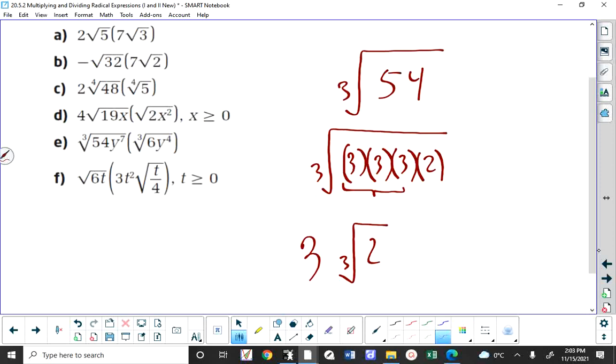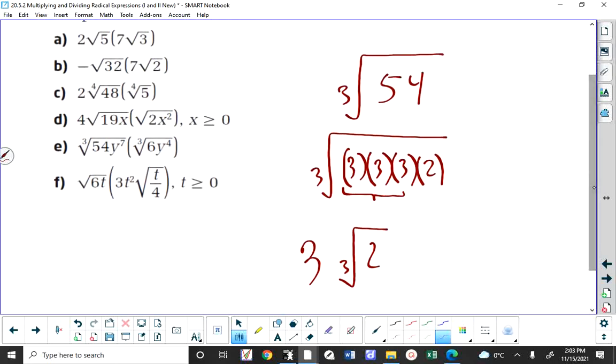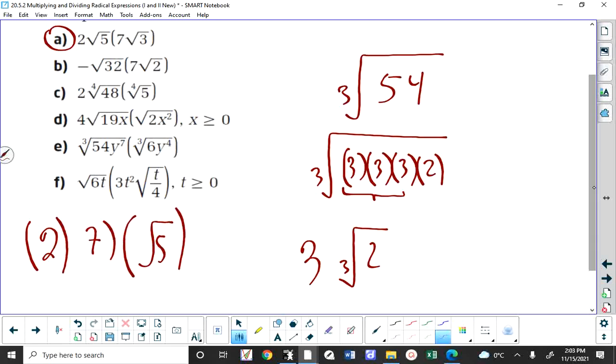The bottom line when you're multiplying radicals together is that you multiply the coefficients with the coefficients and the radicands with the radicands. The reasoning for that is that if you had something like, I'm going to choose A. If you have 2 root 5 times 7 root 3, 2 root 5 is simply 2 times root 5. And 7 root 3 is merely 7 times root 3. So you can think of it as simply being, you're multiplying 4 things together.